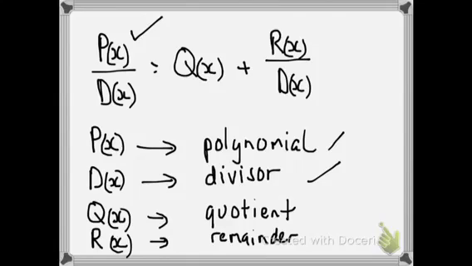So for example, if you divide 11 by 3, 3 is the divisor. You get the answer, which is 3. That's the quotient. And you also get 2/3, which is the remainder over the divisor. So the same sort of thing as with fractions occurs with polynomials. So there are some definitions.